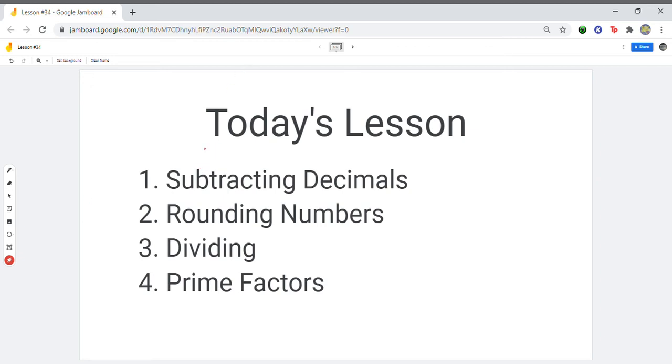Hello, fifth graders. Today we're going to go over how to subtract decimals, how to round numbers, how to divide, and how to find prime factors.